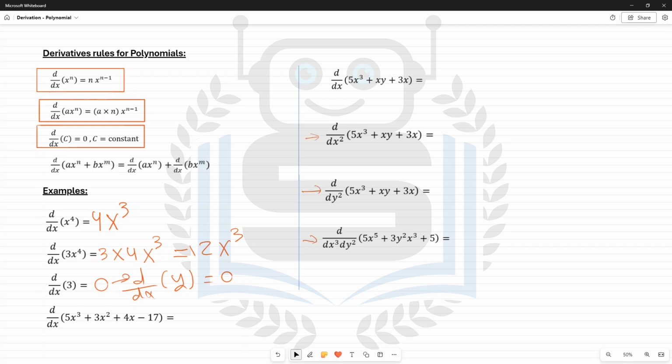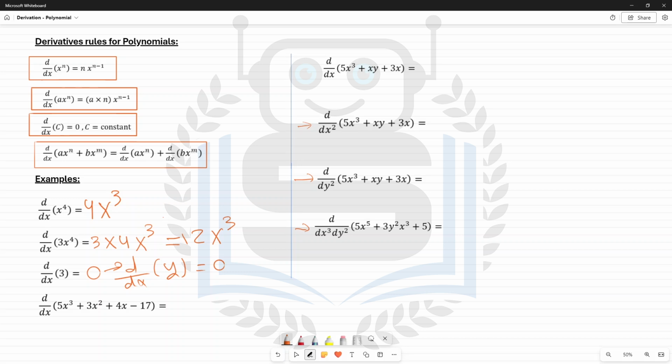Okay, next one, when you add two terms, you distribute the derivative. For example, d/dx of ax to the power of n plus bx to the power of m will be d/dx of ax to the power of n plus d/dx of bx to the power of m.